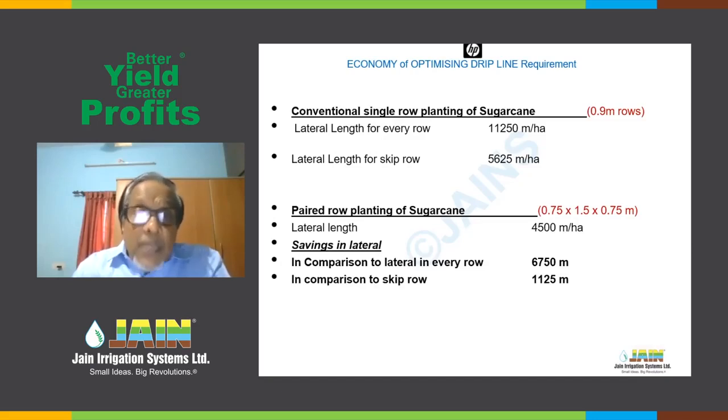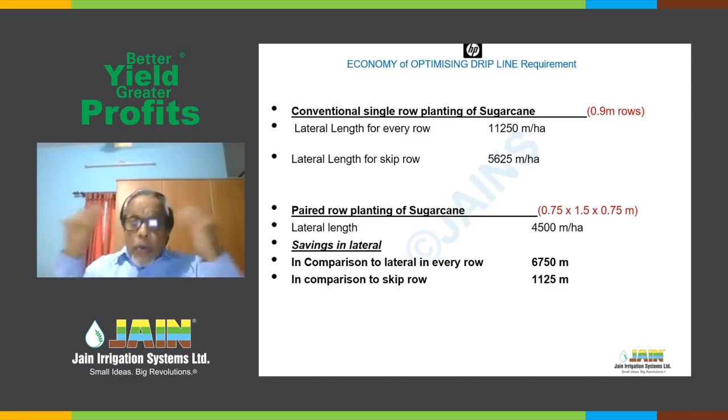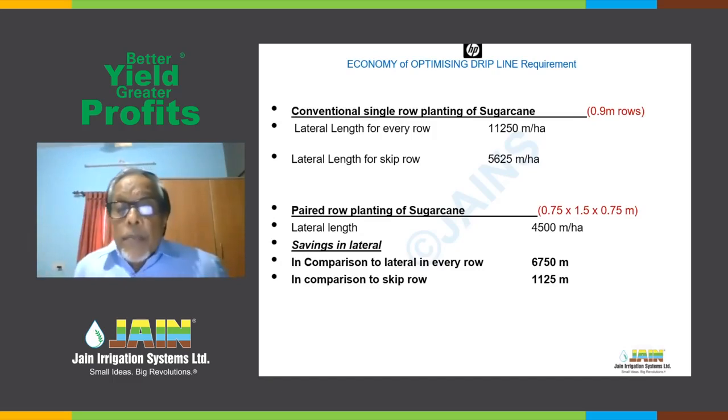Even in a single row, it will be 11,250 meter. But in the same case, 0.9 meter row, if you do skip row, you still use higher, 5625 meter. So saving in lateral, if you are doing every row, it's about 6,750 meter of lateral you are saving. That's a lot of cost actually.